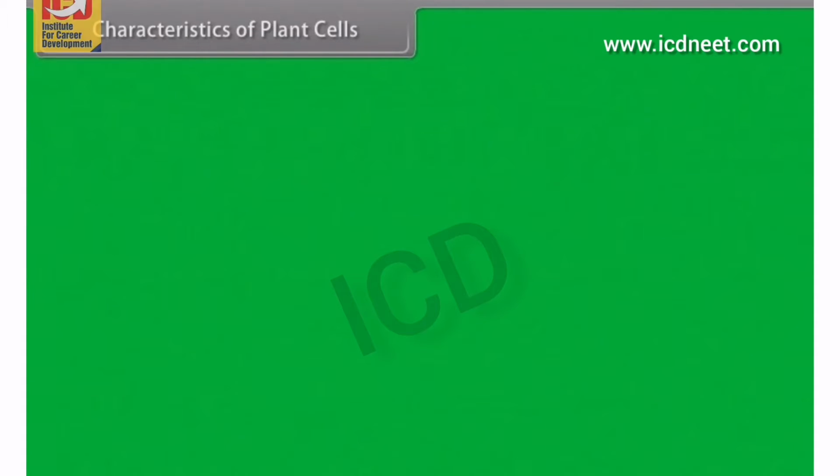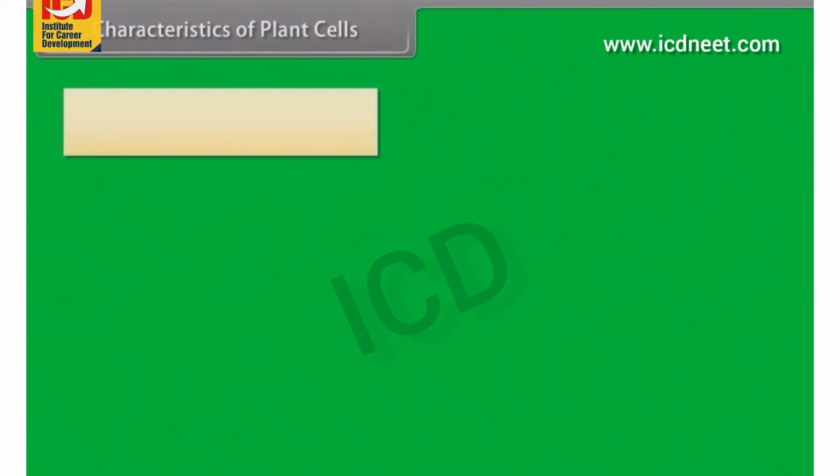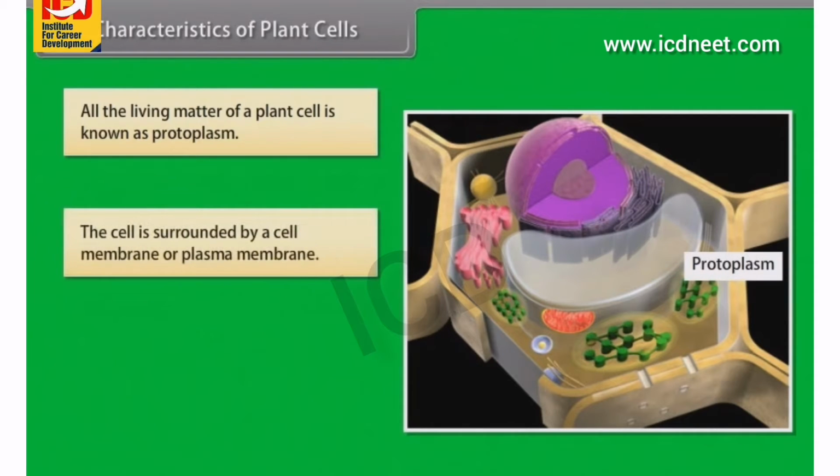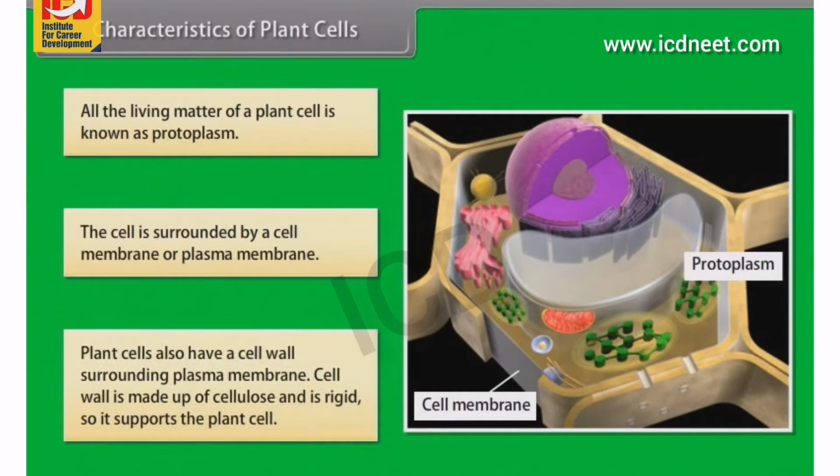Characteristics of plant cells. All the living matter of a plant cell is known as protoplasm. The cell is surrounded by a cell membrane or plasma membrane. Plant cells also have a cell wall surrounding plasma membrane. Cell wall is made up of cellulose and is rigid, so it supports the plant cell.